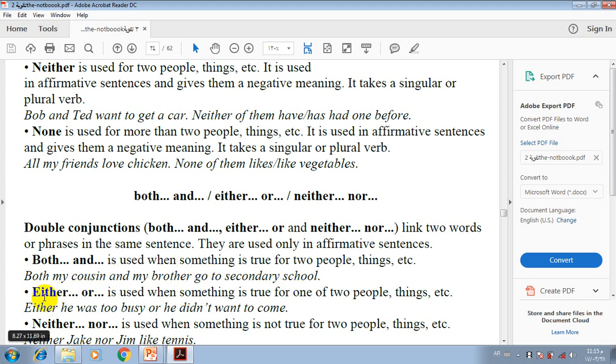But when we want to use either or, it's used when something is true for only one of 2 people or things. Here, with both and, something is true for 2 people, but here something is true for one of the 2 people. Like this example, either he was too busy or he didn't want to come.